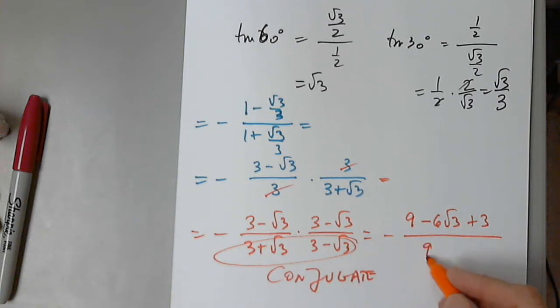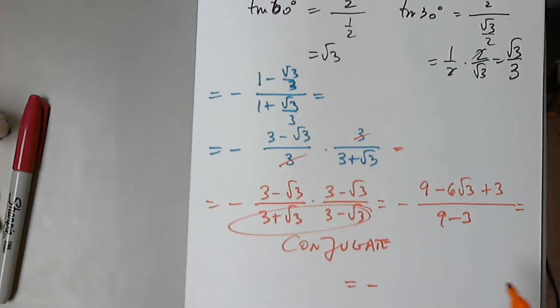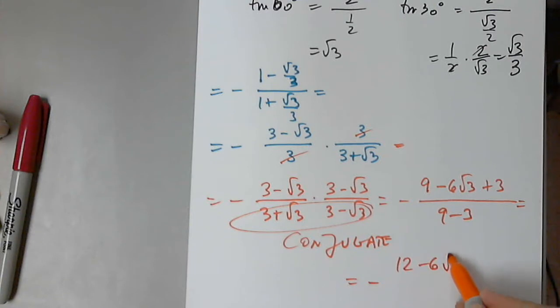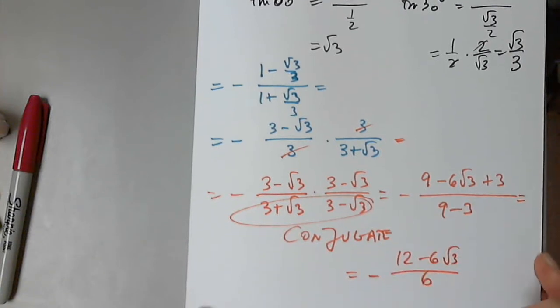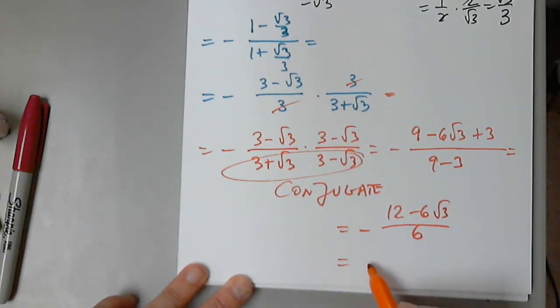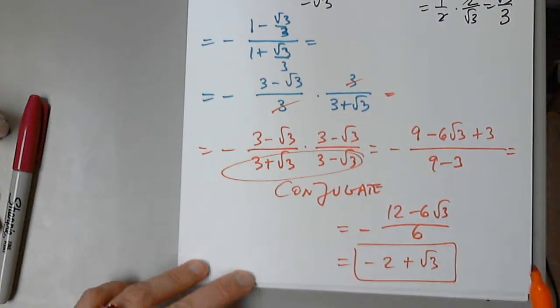And the denominator is 9 minus 3 because it's the formula a minus b, the identity, or the special product a minus b times a plus b. A squared minus b squared. Do not attempt to simplify in a sum. You have to combine like terms and factor. So this is negative, this will be 12 minus 6 the square root of 3, and this is 6. You either separate or factor. So this is negative 2 and plus the square root of 3.